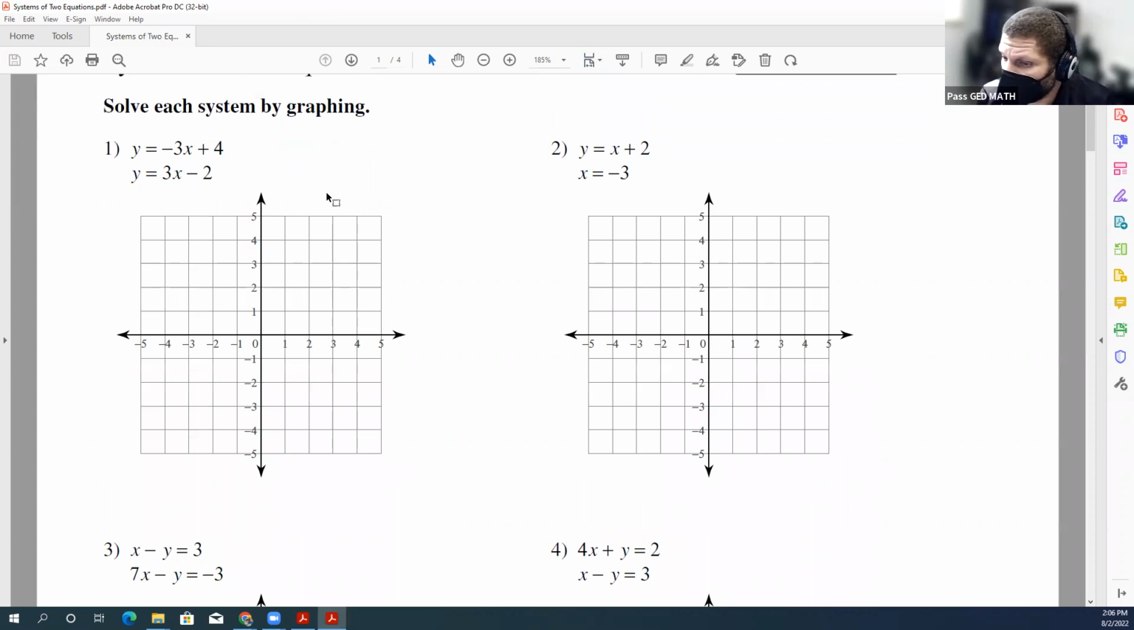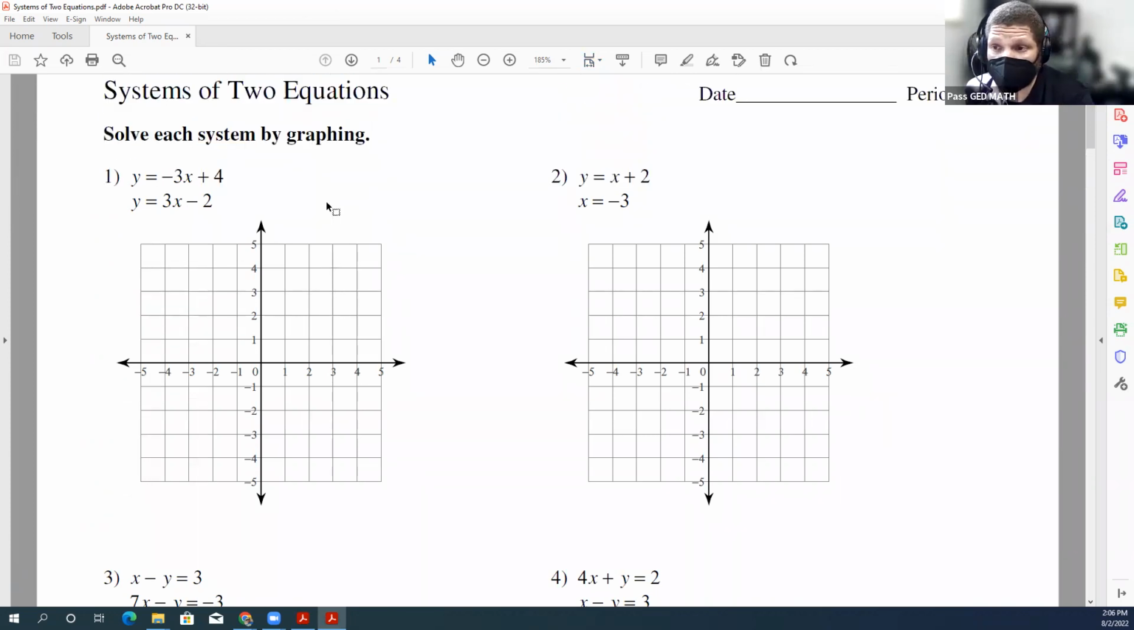Okay. For number one, actually, I'm going to do two examples by graphing. For number one, you should see right away that these are in slope-intercept form, so you should be able to identify the slope and y-intercept fairly quickly. Slope is -3. The y-intercept is 4. For the second equation, slope is 3. The y-intercept is -2.